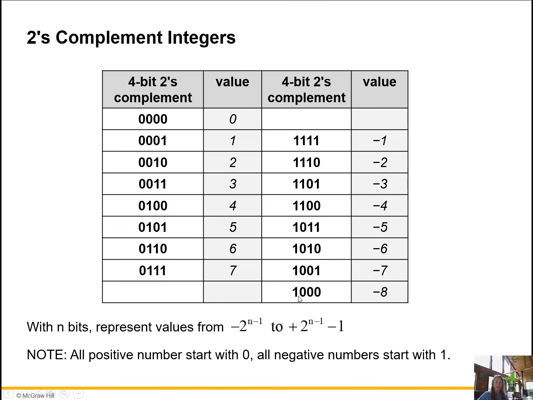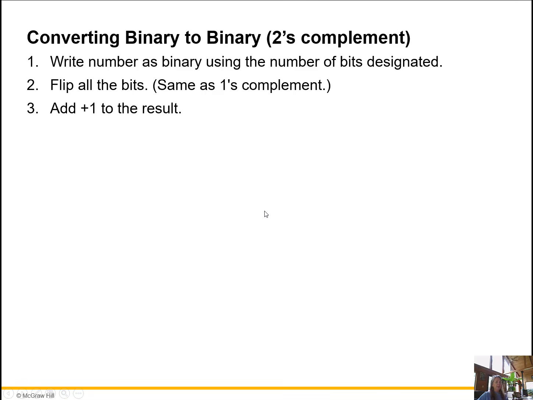It has a 1, meaning that it's negative. All of these out here have a 1, and then all of these are zeros. That's really interesting. All right, so with n bits, I can go from 0 to 7, and then -8 to -1. And notice that all the positive numbers start with 0 and all the negative start with 1. All right, so here we go.